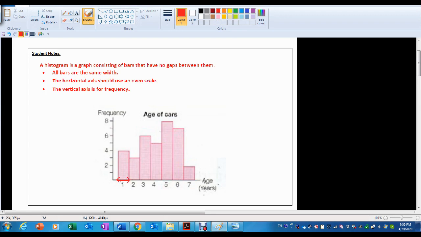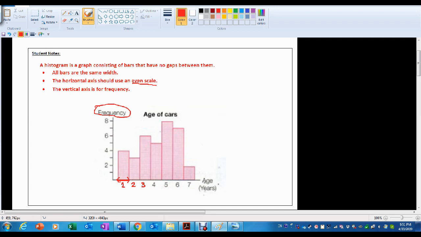And the horizontal axis should use an even scale. That means if that's 1, the other is 2, and then must be 3. You can't jump from 1, 2, and 4. So it must be an even scale. The vertical axis is for frequency. In this case, it shows the age of the cars.